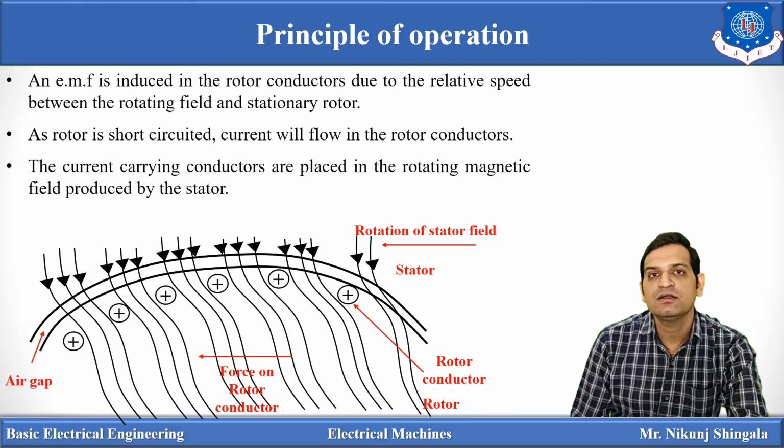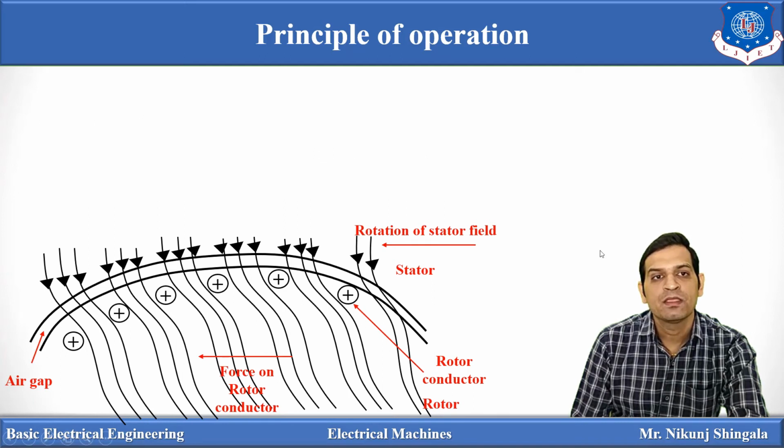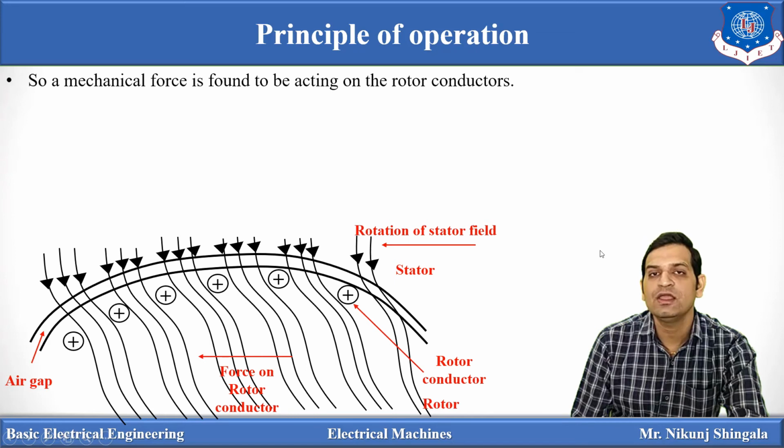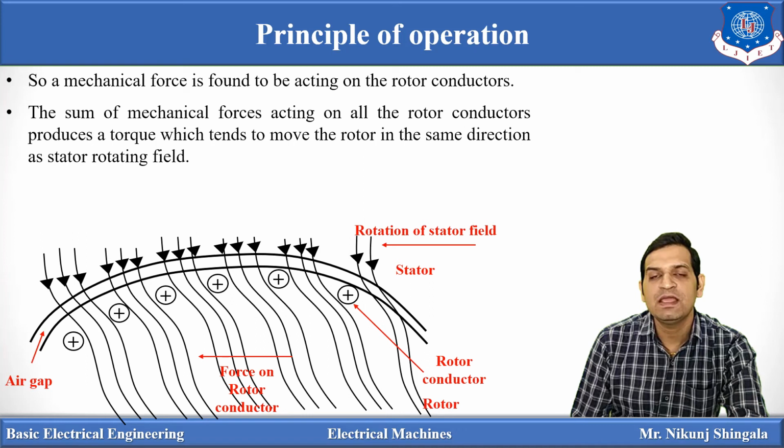Now we have the case that current carrying conductors are placed in the rotating magnetic field produced by the stator. As current carrying conductors are placed in the rotating magnetic field, they experience a mechanical force. So a mechanical force acts on each and every rotor conductor, and the sum of all the mechanical forces acting on the rotor conductors produces a unique resultant torque, which tends to move the rotor in the same direction as that of the stator rotating magnetic field.